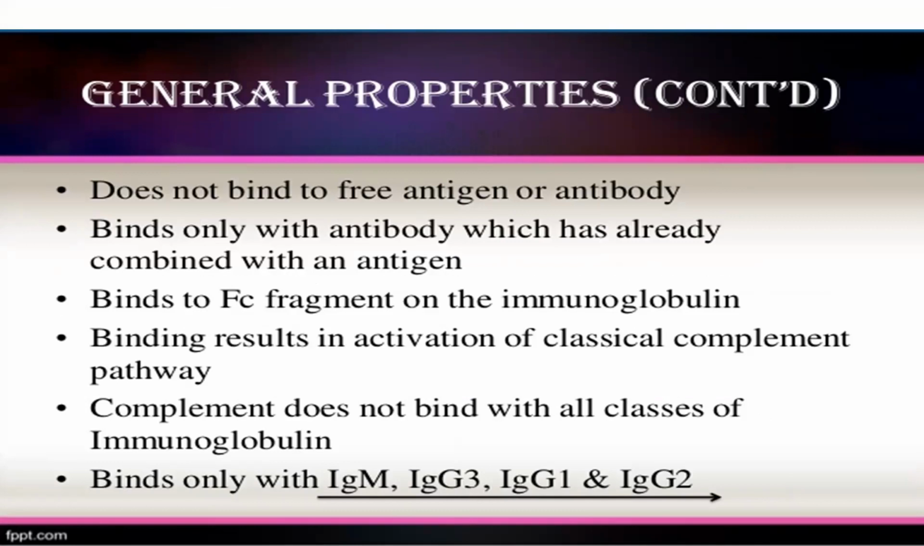We have different types of immunoglobulins, that is, antibodies: IgM, IgG, IgE, IgA. Binding results in activation of the classical complement pathway. Complement does not bind with all classes of immunoglobulin. They bind only with IgM and IgG antibodies. These are the two immunoglobulins which take part in complement system activation.